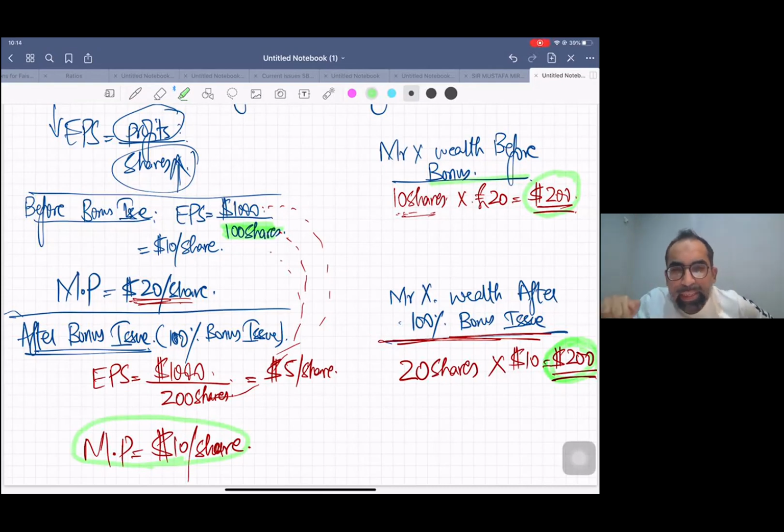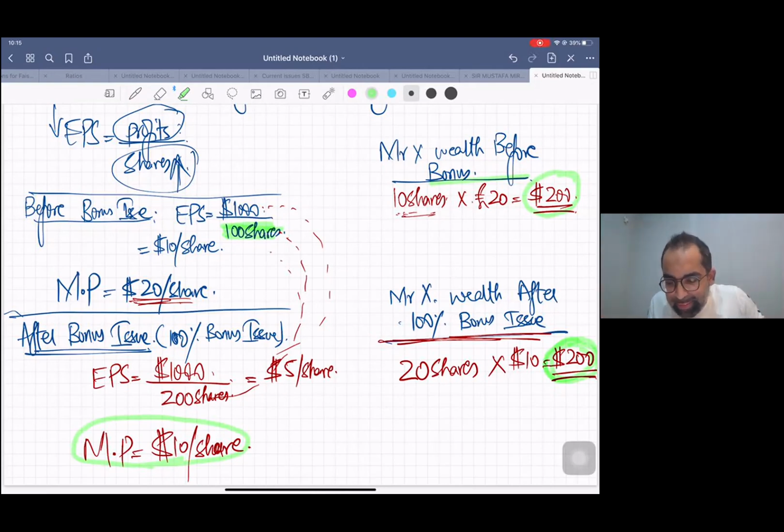The existing wealth was $200. And now the new wealth is also $200. So no change in shareholders' wealth. So why will they like it? Just imagine. Just look at the economic reality of this transaction.